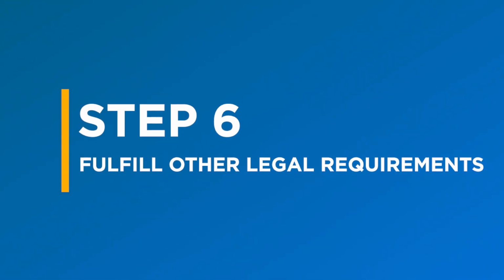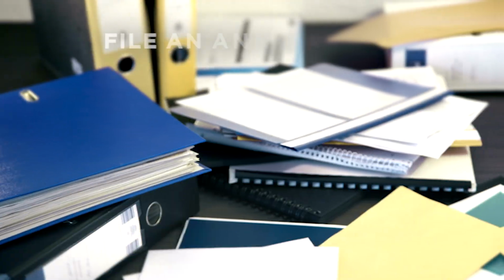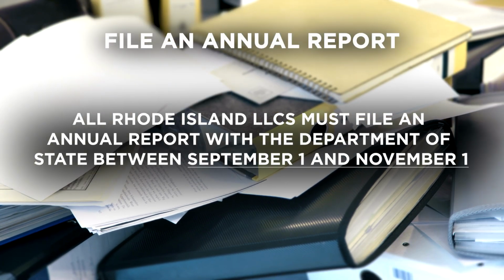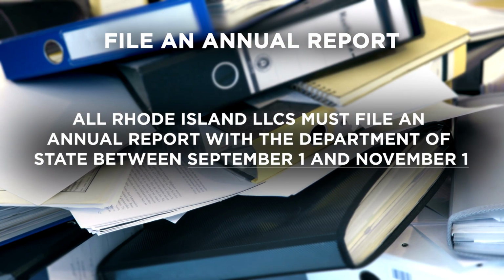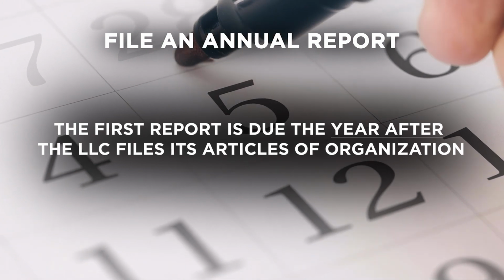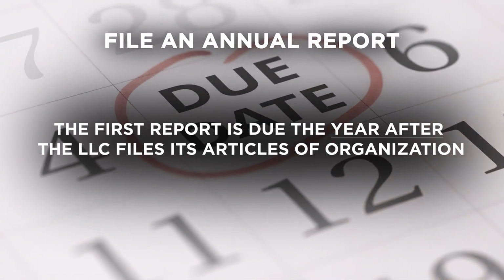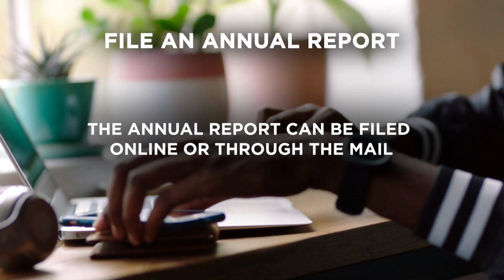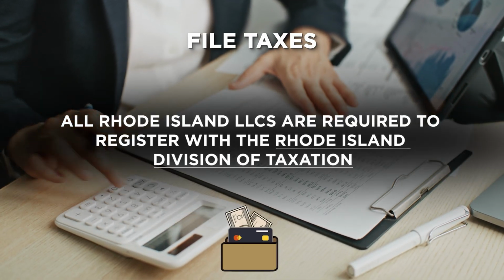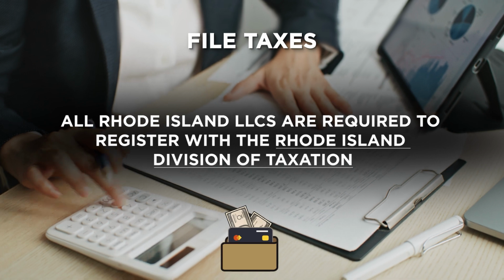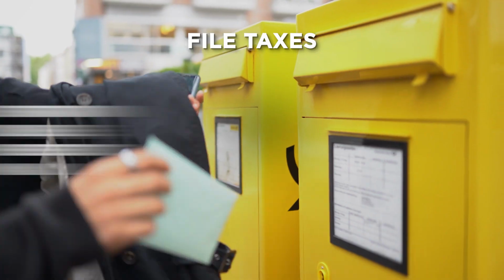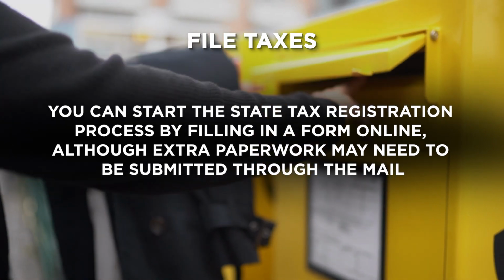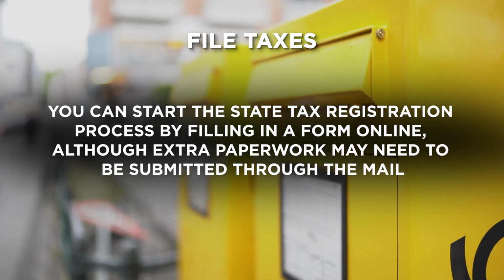Finally, make sure to complete all additional legal requirements. File an annual report. All Rhode Island LLCs must file an annual report with the Department of State between September 1 and November 1. The first report is due the year after the LLC files its Articles of Organization. The annual report can be filed online or through the mail. File taxes. All Rhode Island LLCs are required to register with the Rhode Island Division of Taxation. You can start the state tax registration process by filling in a form online, although extra paperwork may need to be submitted through the mail.